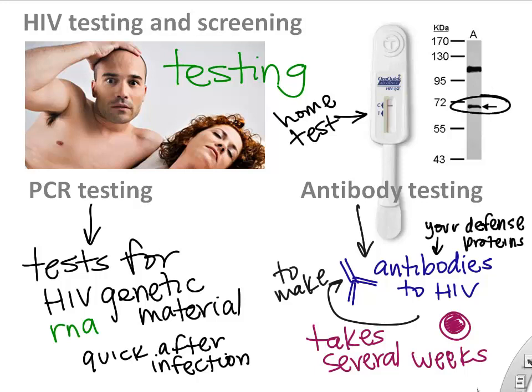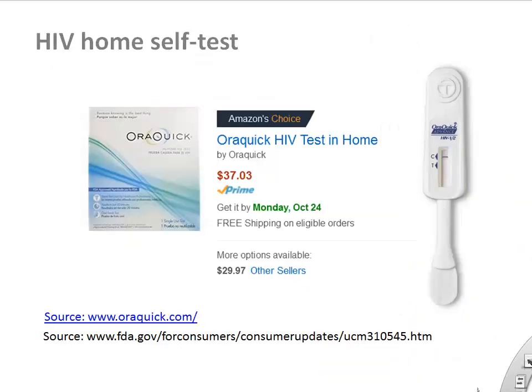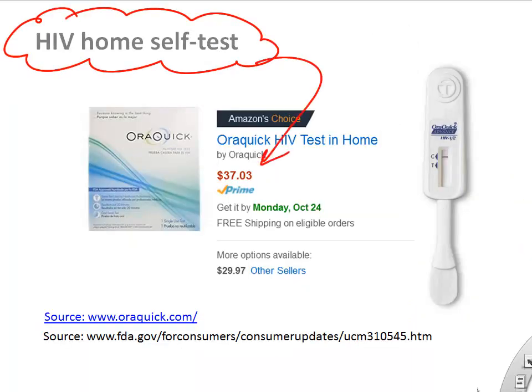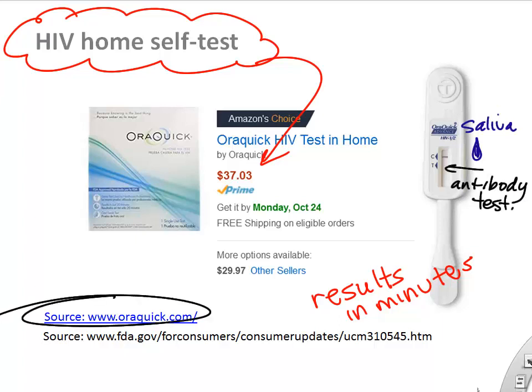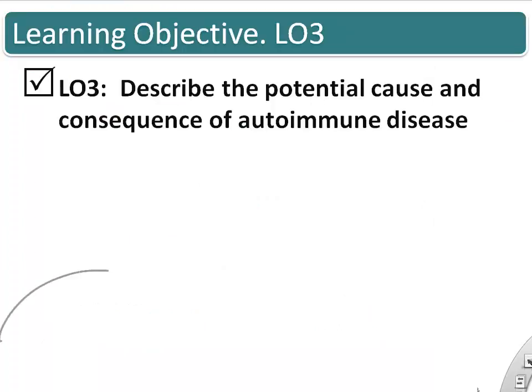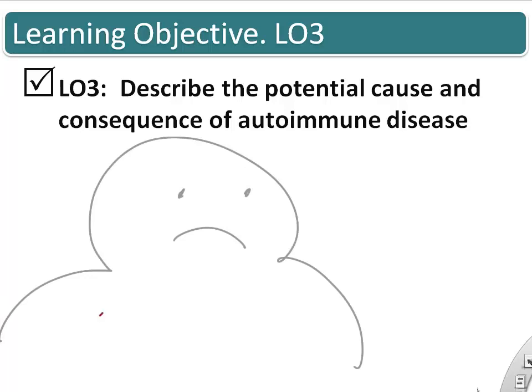So these two ways can be used to see if you're HIV positive, either the PCR test or the antibody test. An interesting thing about the antibody testing is there's actually a home test that you can buy at places like Amazon and probably even some stores locally. It actually tests for the antibody against HIV in your saliva. And so this OraQuick test can actually test whether you have been exposed to HIV.